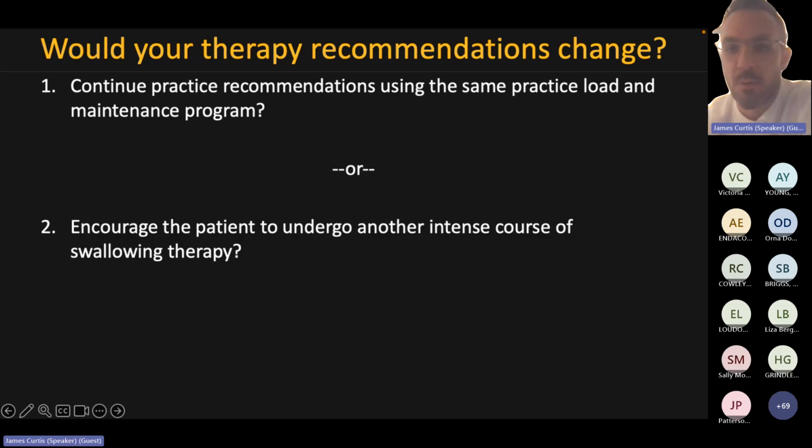And so maybe let's go back to your swallowing exercises, let's do another intense course of therapy, and then figure it out from there. So in this example, I think it does alter our clinical recommendations.